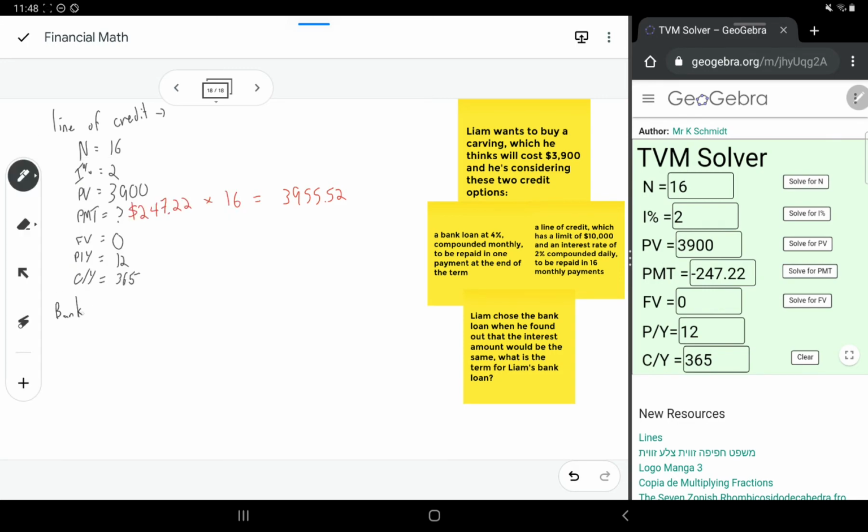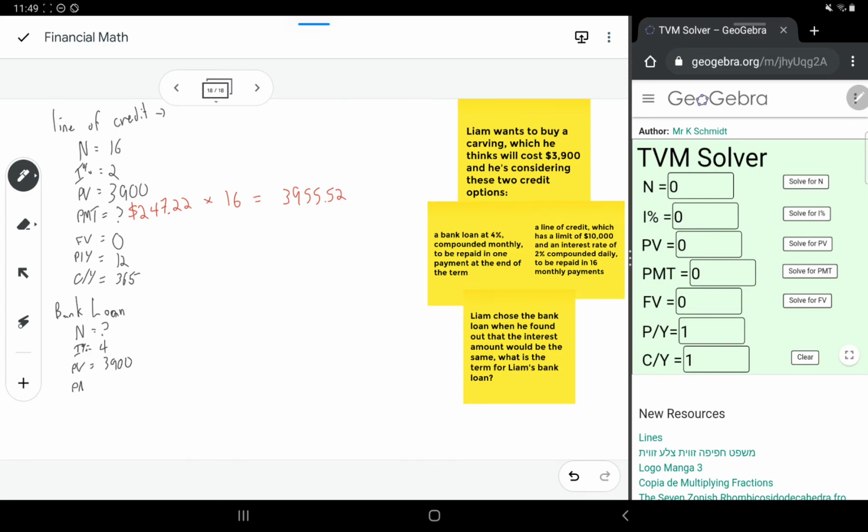Okay, so this is going to require a little bit more clever thinking about how to use the solver here. So let's write down all the information here. N, we know, is what we're looking for. We're looking for the term. The I%, we know, is going to be 4%. Present value, we're still starting with $3,900.